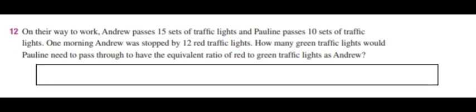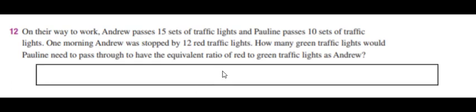This is lesson 1, Introduction to Ratio, and specifically this is question 12. Now, it says on the way to work, Andrew passes through 12 sets of traffic lights, Pauline passes through 10 sets of traffic lights. One morning Andrew was stopped by 12 red traffic lights. How many green traffic lights would Pauline need to pass through to have an equivalent ratio of red to green lights as Andrew?